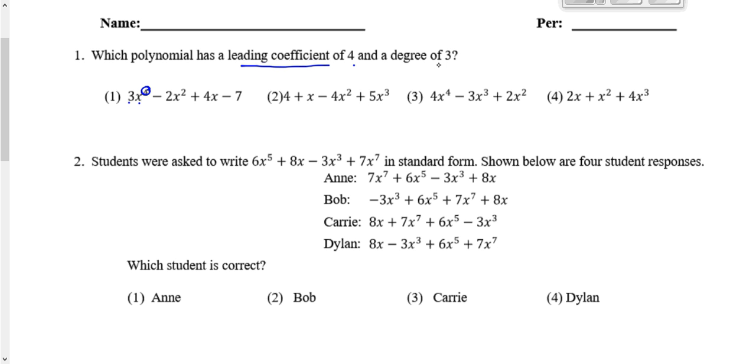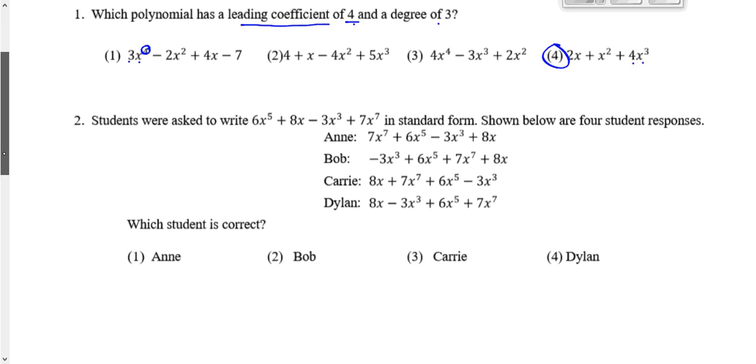So it's choice 4, right? What's the highest exponent term in here? Well, that's to the third power, right? And the number in front of it, that's the leading coefficient of 4. And what's the degree of this? 3. Okay? It's not written in polynomial form, right? It's not in standard form.